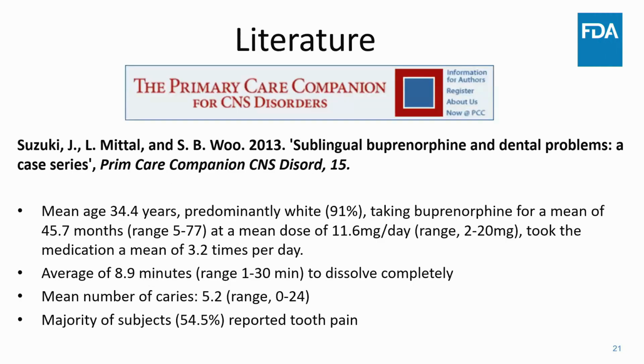And here's a paper on the subject by Suzuki and colleagues. The mean age in this research was found about the same as the cases reported in FAERS. The time to onset of the adverse event was a bit longer, almost 4 years in these cases. The authors did take note of the drug, the dose, the regimen, and interestingly enough, the time to complete dissolution, which they found to be almost 9 minutes in this study. As you can see, the average number of caries was around 5, and the majority of patients reported tooth pain. That was the event that brought them to the dentist, where the signal, this adverse event, was ultimately discovered.